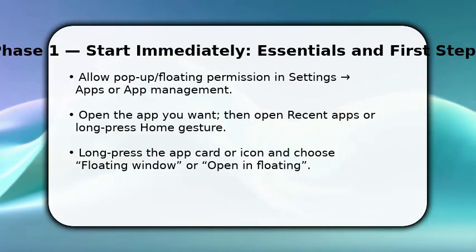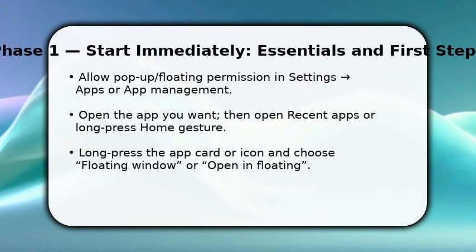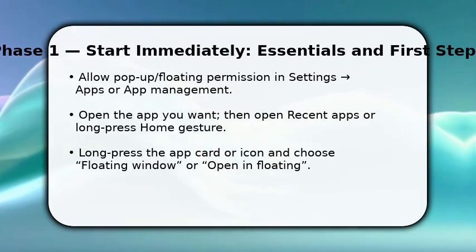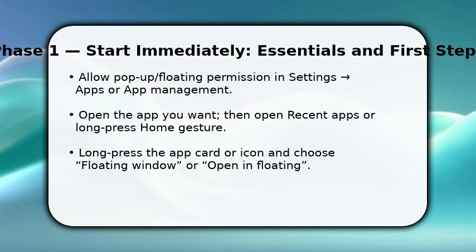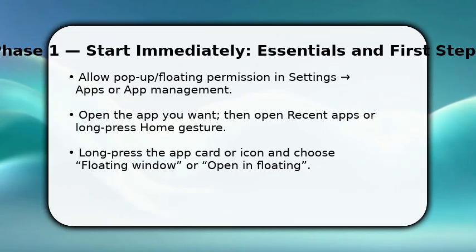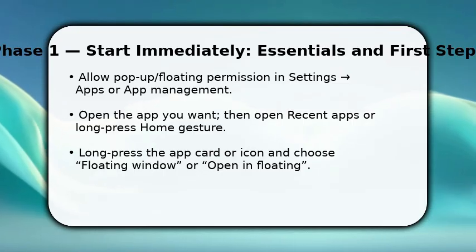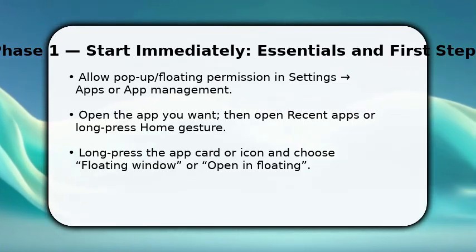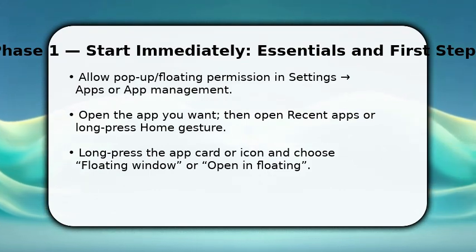You start by granting the app permission to display pop-ups. That setting is often under Apps or App Management. Once done, open the app you plan to use, then bring up recent apps or the multitask view. You specifically long press the app card or app icon and select Floating Window. This immediately creates a resizable overlay. Do this right away so you can interact with the app without leaving the current screen. This is the essential first action to get the floating window working.